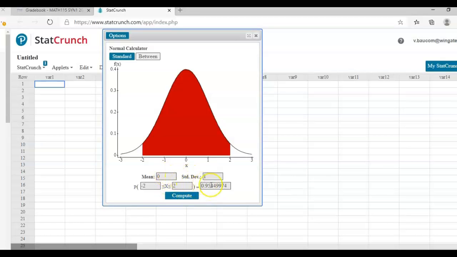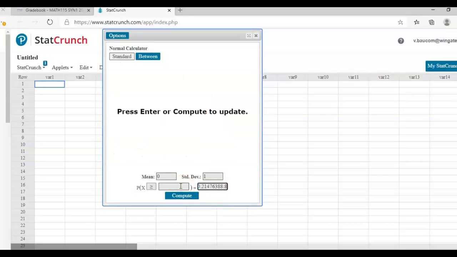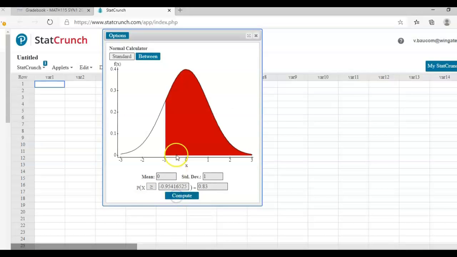It doesn't really have an inverse norm type function. What you have to do with that is, let's say that I know that this probability here needs to be 0.83. Okay. Then I'll compute and it'll give me the value that I'm looking for here, such that this area is 0.83. So you can enter any of these and it'll kind of work backwards from it if it needs to.